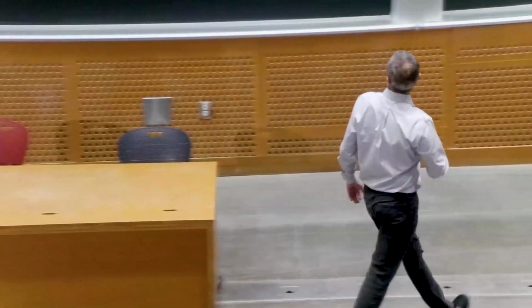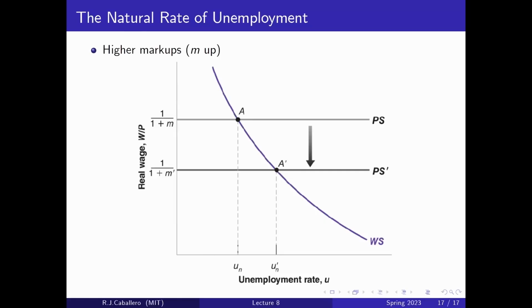That's the case of increasing the markup. And increasing the markup means effectively that the firms are offering a lower real wage. Well, at this level of unemployment, workers are not going to take that lower real wage. So what will have to happen for workers to take that lower real wage is for unemployment to rise. Okay? So those are the two canonical experiments you can have here.